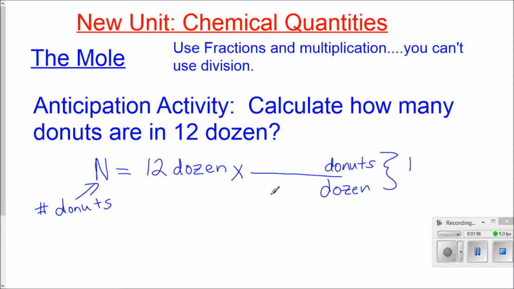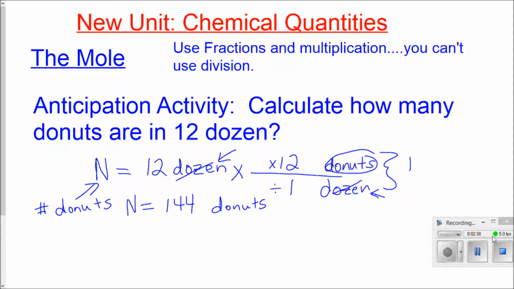So what numbers can fit in here? Well, we know that for every 1 dozen, there are 12 donuts. So we read this fraction as 12 donuts per 1 dozen. Does everybody understand that that's the same quantity? In a sense, it's equaling the same amount, so if you divide them, it's equal to 1. Let's take a look at unit cancellation here. The units up here will always cancel with the units on the bottom, and when you multiply 12 times 12 divided by 1, you get 144. Our units cancel, and the units that we get are donuts. So that's how you calculate that.